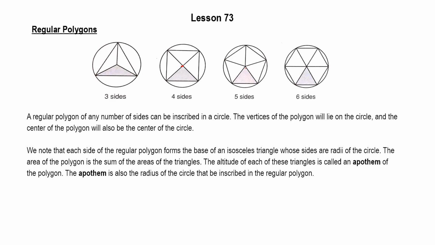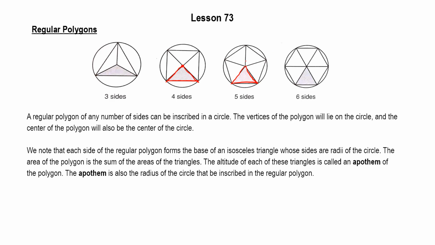What we're going to do in order to do that is break each polygon up into isosceles triangles. The center of the circle will also be the center of the polygon. The radii of the circle form the sides of the isosceles triangle, and the base of the isosceles triangle is one of the sides of the polygon. In the case of a square, there are 4 of those same exact triangles. If I'm looking at the pentagon, there are 5 of these exact same triangles inside.